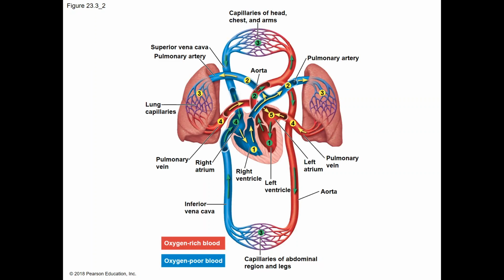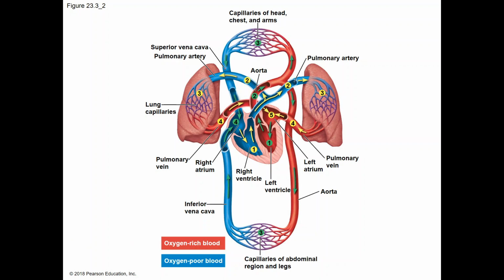This is a pretty simplified image of our circulatory system, showing all the capillaries of the chest and arms, and down here all the capillaries of the abdominal region and the legs. Again, there's a whole lot more of them than this indicates, but it's for simplification purposes. So the general basic flow is, again, a double circulatory system.